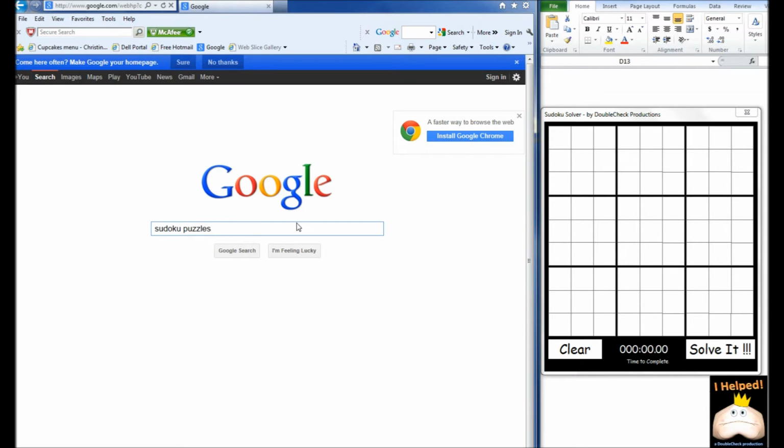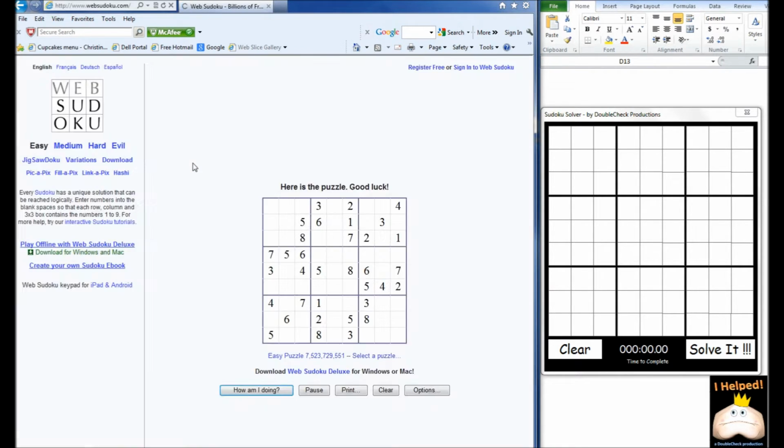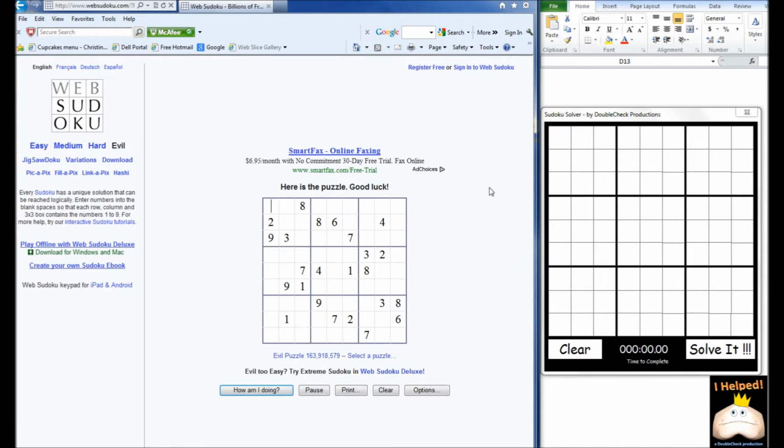So let's see. We will check the World Wide Web. Here we go. First one looks good to me. We have a choice between easy and evil. Oh, well, let's go with evil. Let's see what we have here.